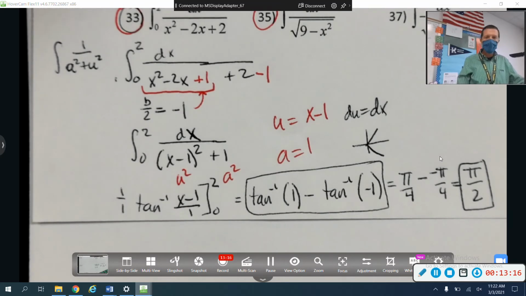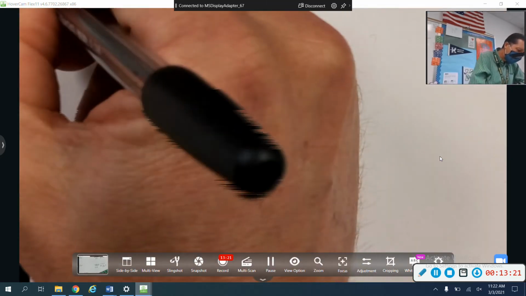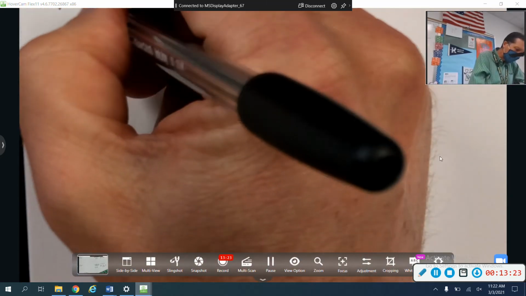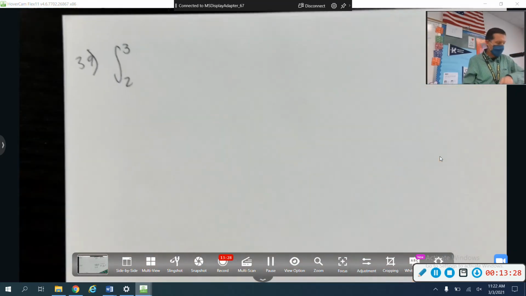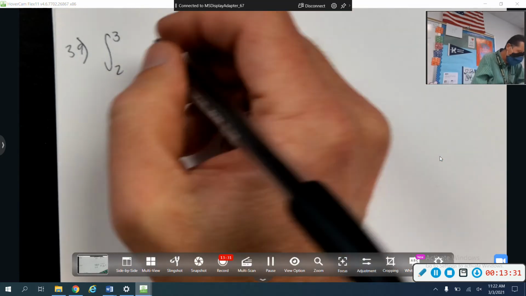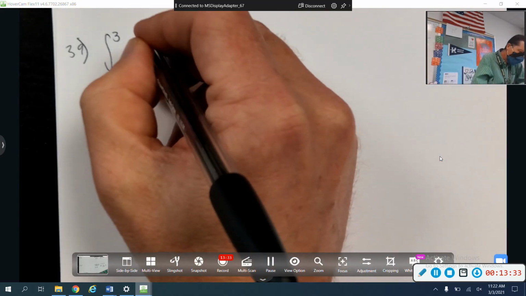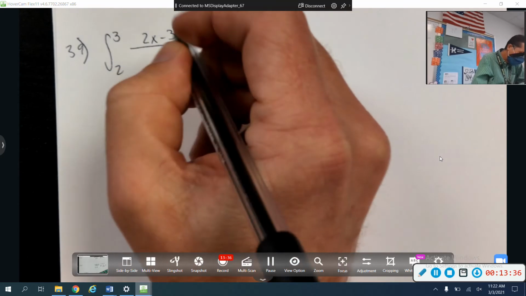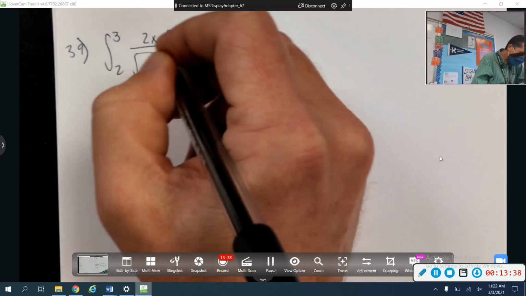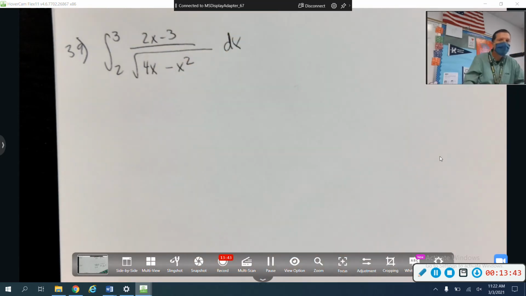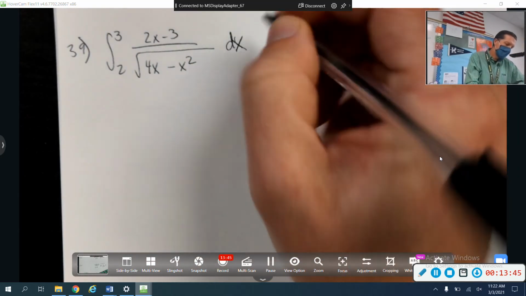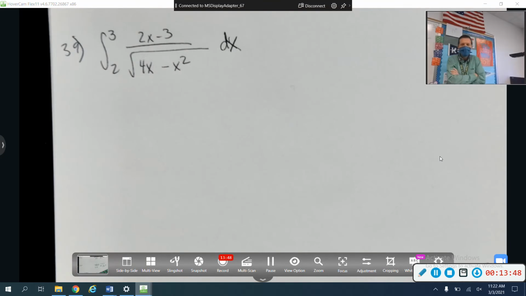All right, let's look at 39, and we'll call it a day. 39 is another one where that's probably not going to fit on the page. So you can do it on the back if you want. Integral from 2 to 3, 2x minus 3 over square root 4x minus x squared. Goodness.